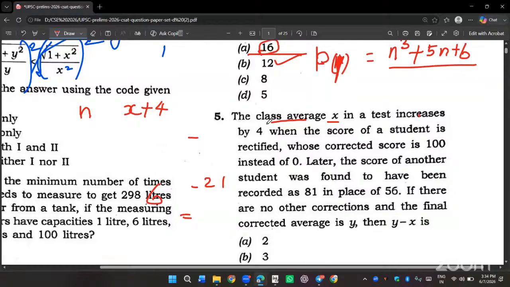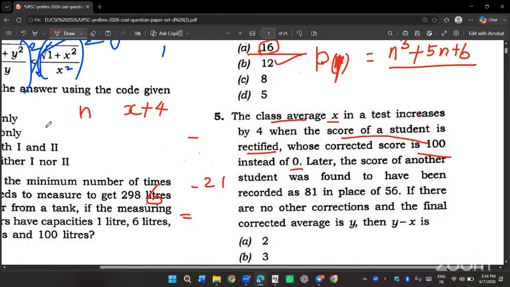Next important point. When the score of a student is rectified, means corrected. So instead of a 0, his score was rectified, corrected to 100. Okay, that is the second point. So when we do this, automatically the average will increase by 4.